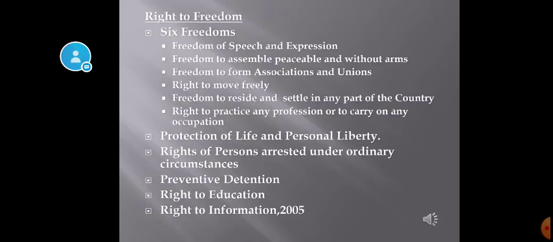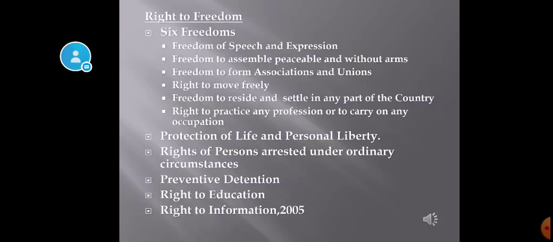The above safeguards are not available to an enemy alien. What is this enemy alien? An enemy alien is a native, citizen or subject of a foreign nation or state. It means that for the foreign enemy, for the foreigner, all these rights are not applicable. These rights are applicable only for the citizens of our country. Neither shall these rights apply to a person detained under the Preventive Detention Act.